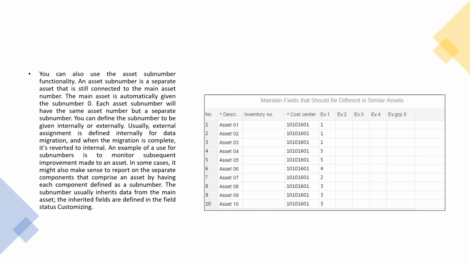An example of a use for a sub number is to monitor subsequent improvements made to an asset. In some cases, it might also be used to report on separate components that comprise an asset by having each component defined as a sub number. The sub number usually inherits data from the main asset, and inherited fields are defined in the field status.